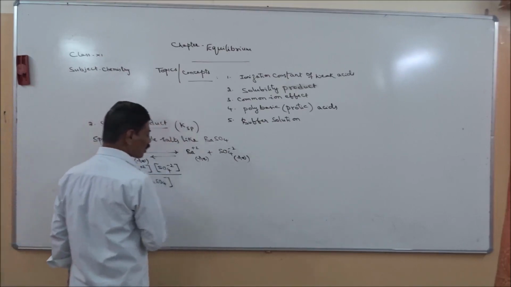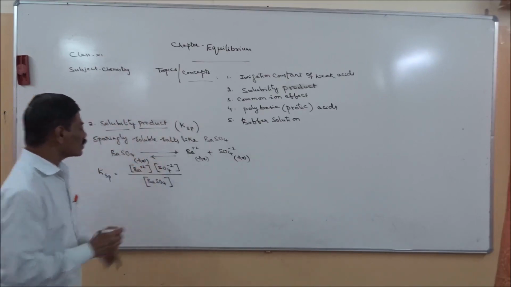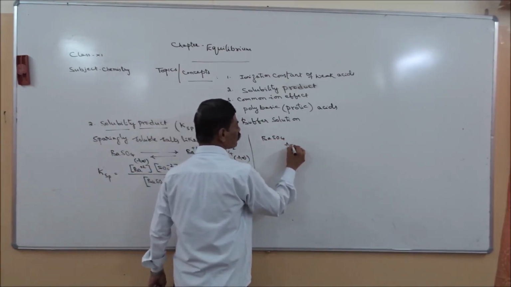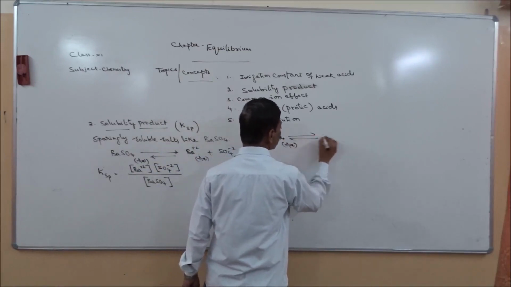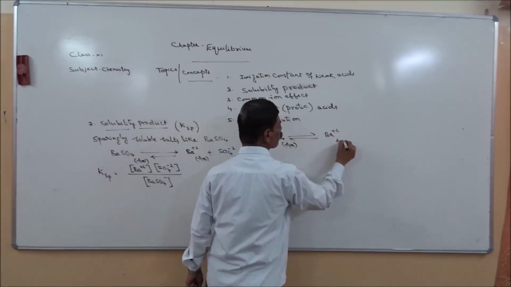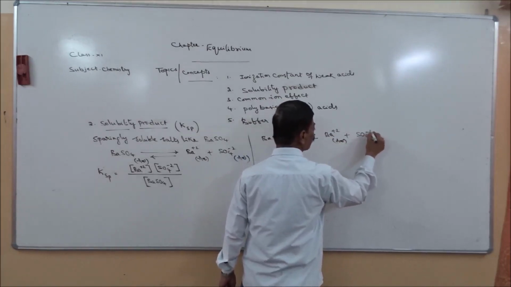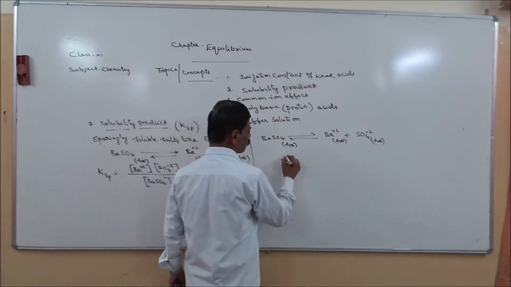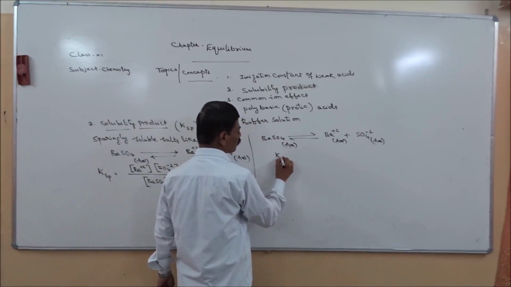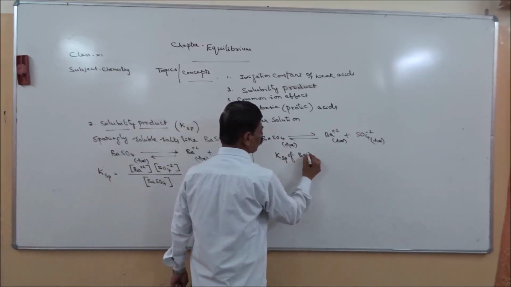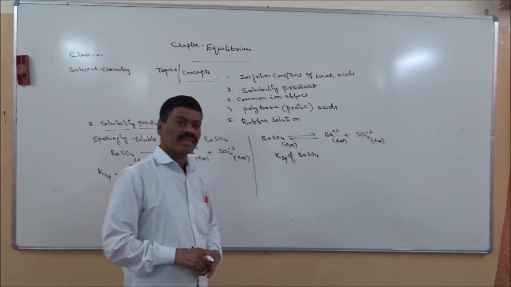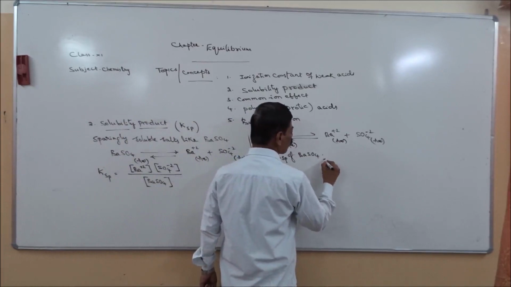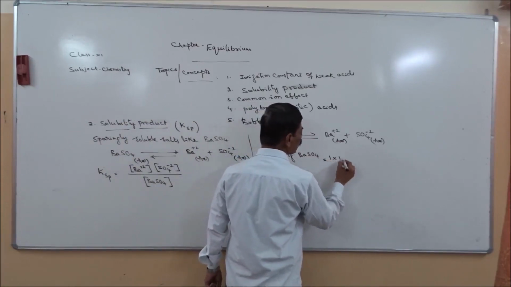And in the case of this equation, let me write again. Barium sulfate in aqueous form undergoes ionization to form barium dipositive ion in aqueous form and sulfate dinegative ion in aqueous form. And Ksp of barium sulfate is equal to, here, how is it calculated? Let us see. And this is equal to 1 into 10 raised to minus 10.